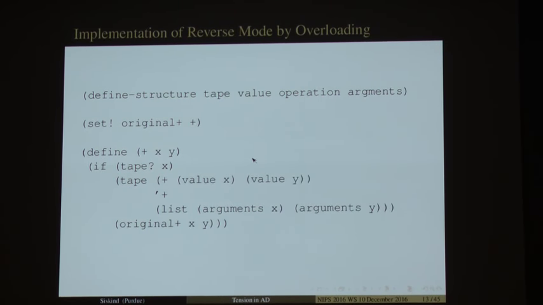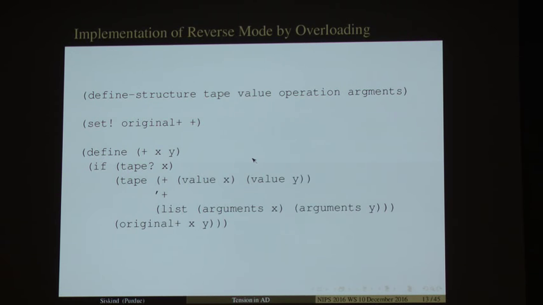You save the original value of the function, and you overload the function so that when it inputs a tape, you create a new tape which has the addition of the values, or whatever the primitive operation is on the values, the name of the primitive operation, and a list of arguments. And if it's not a tape, you just do the original operation. What this does is when you run your program, what comes out at the end is this big DAG that represents the entire floating point computation of your program. And then you do whatever you want with that. You can do backpropagation on it, you can do some other mechanism on it.